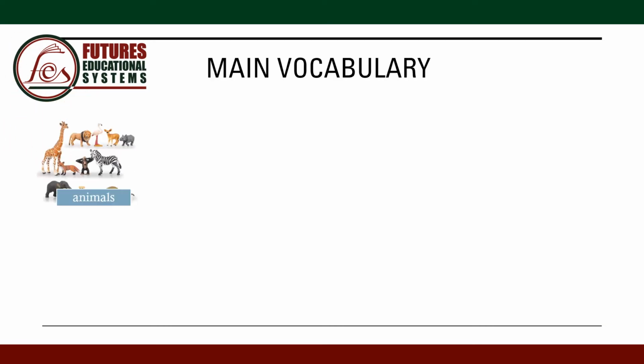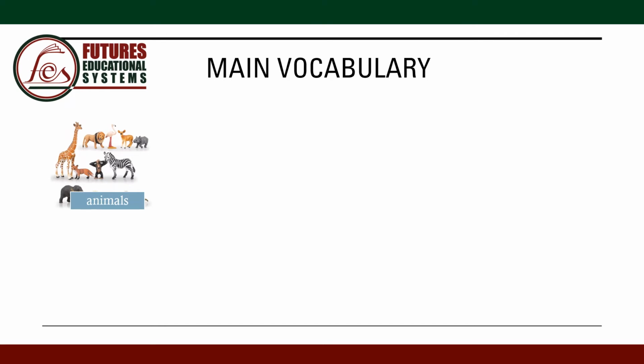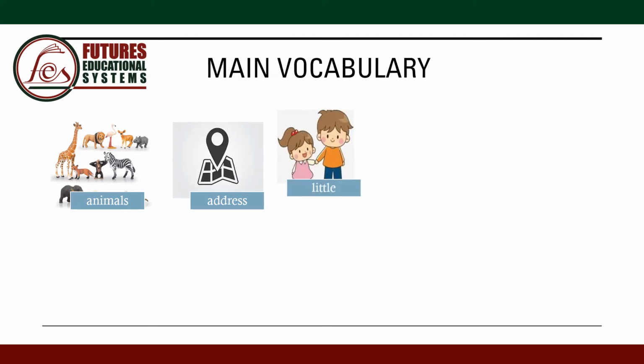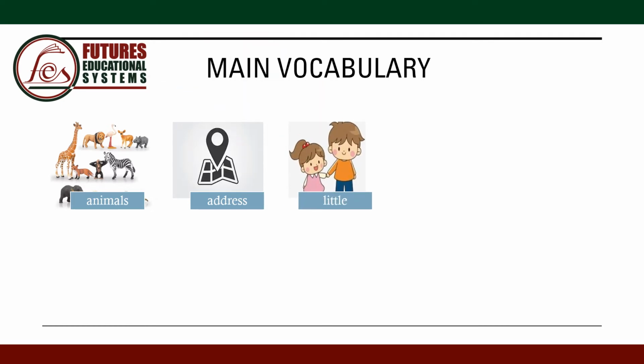Main vocabulary. Animals. We can see a giraffe, a zebra, a lion, a deer, many animals. Address. The address is the place. The place where you live is the address of your house. The place you work is the address of your office. Little. Younger, smaller. My little sister is my younger sister. Escape. This bird is escaping from the cage.